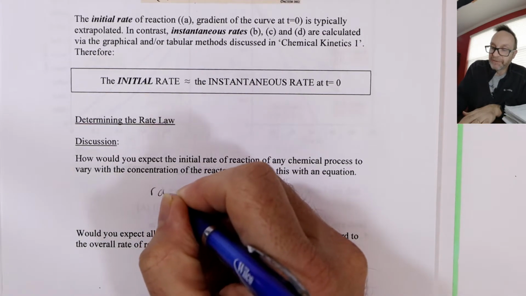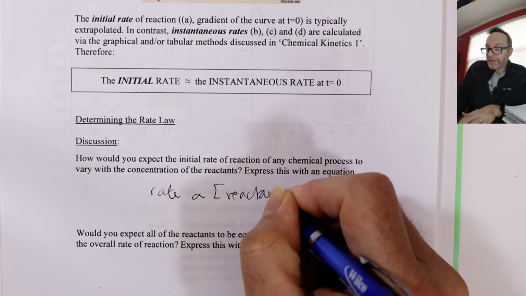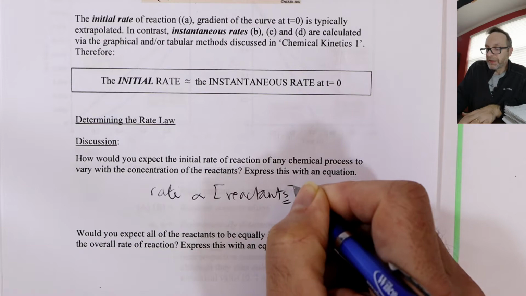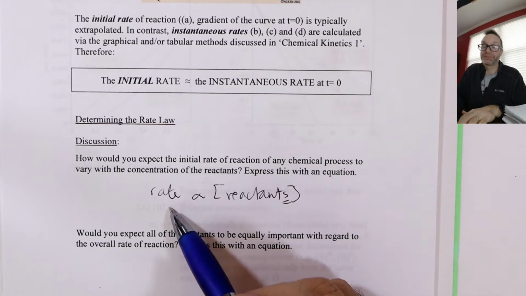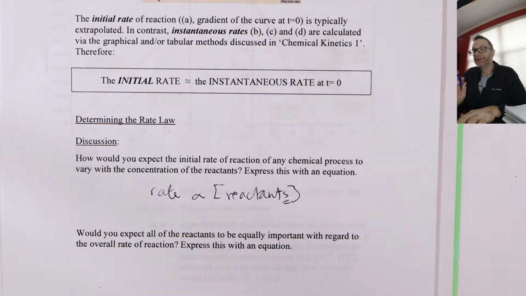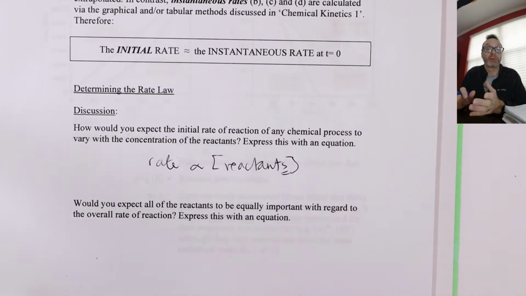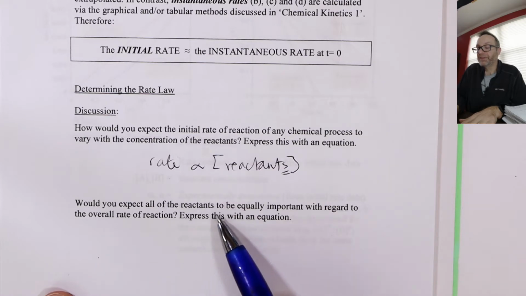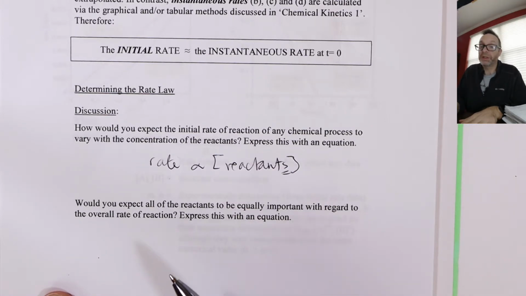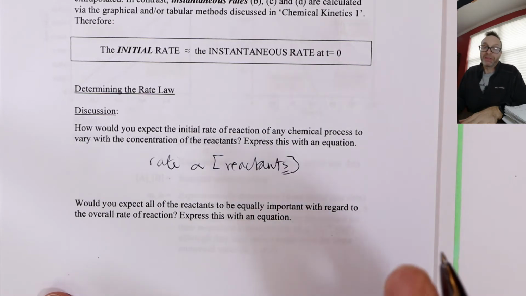Here we go, we write it. The rate is proportional to the reactants. I've got to put them all together, so if I increase them all, I'm for sure going to get a rate increase. That's important because when we go on to individual reactants, some are more important than others, it turns out. Would you expect all of the reactants to be equally important? Not necessarily. Sometimes they are, sometimes they aren't. But we have to factor that in.